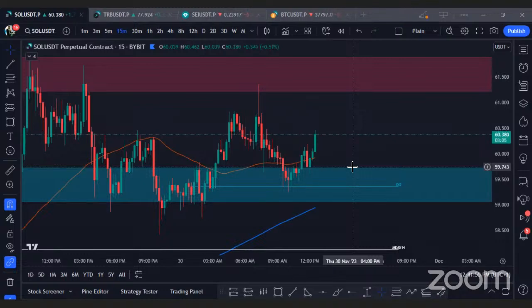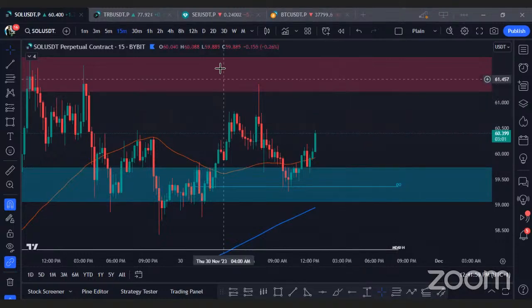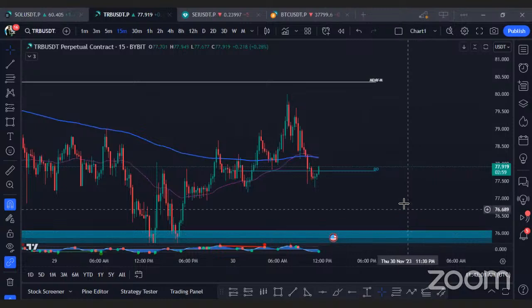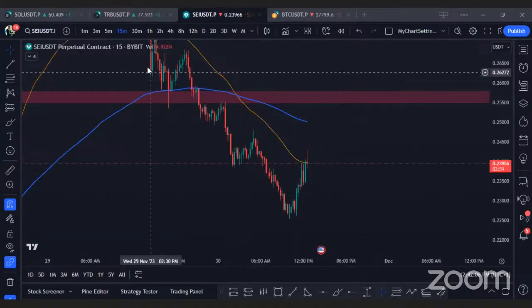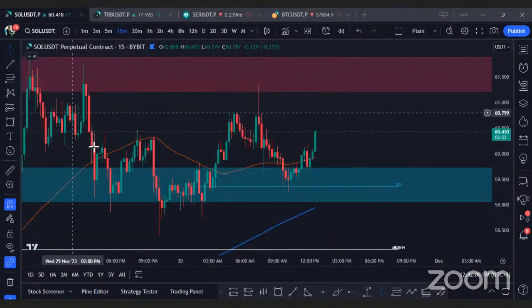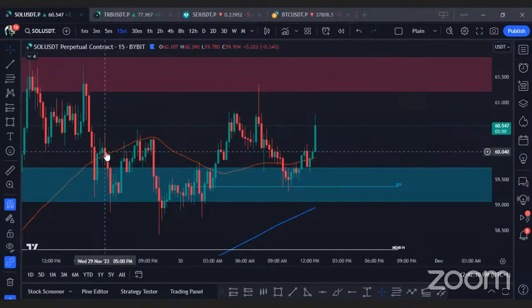Whoa, whoa. Lana pushing it hard. Okay, TRB too trying. I believe this time around village people will allow it to go. Well, SCI did not go well. Yeah, Solana go, Solana go, go, go, go.